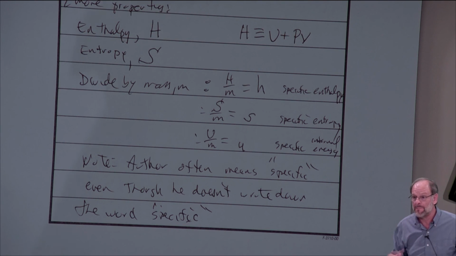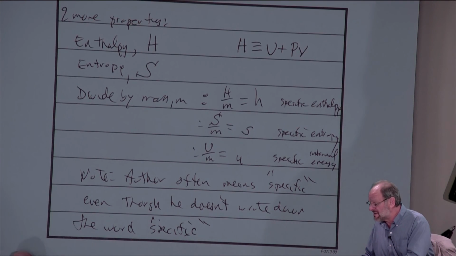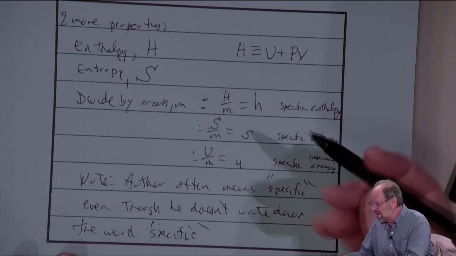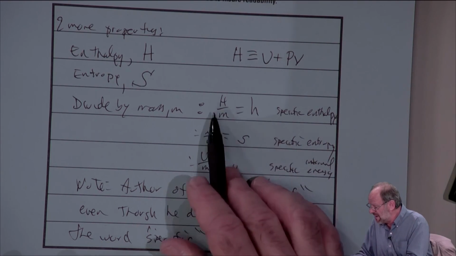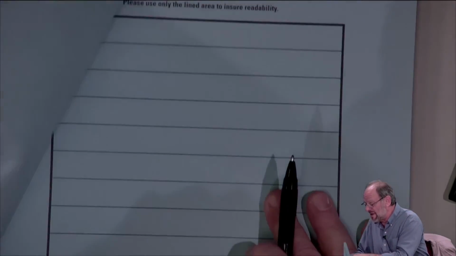Yes? At the top where it says U plus PV, is that a capital V for volume? Yes, it is. And in fact, one thing that I would also write, I probably should have written it here, so maybe I just will. If I divide by mass like I've done below, look what happens if we divide the enthalpy by the mass.